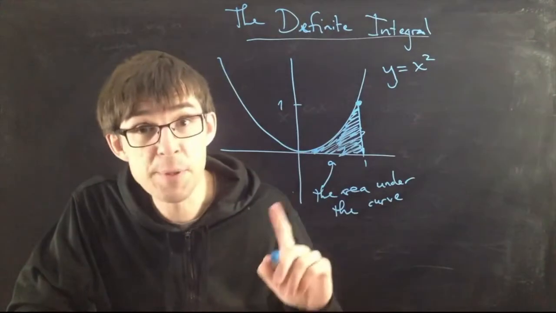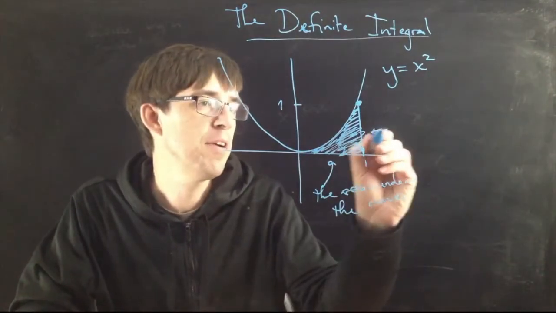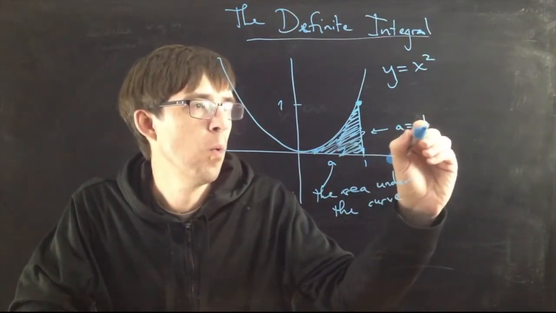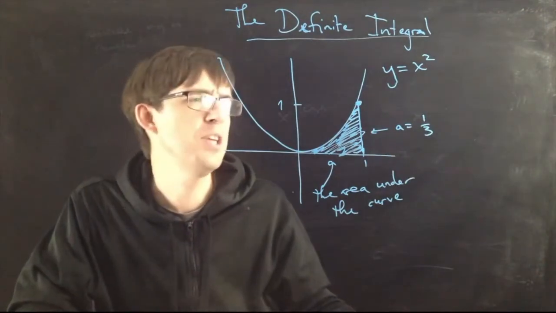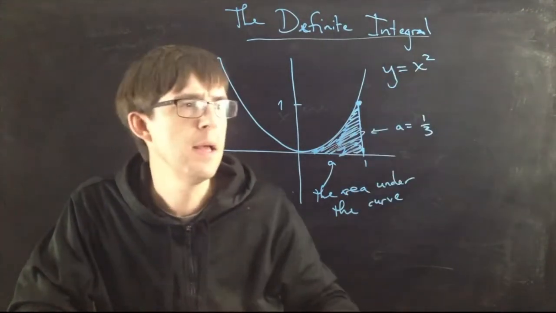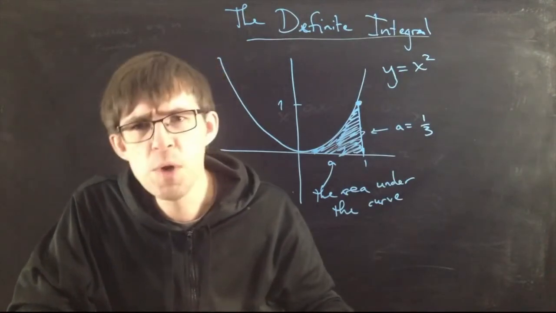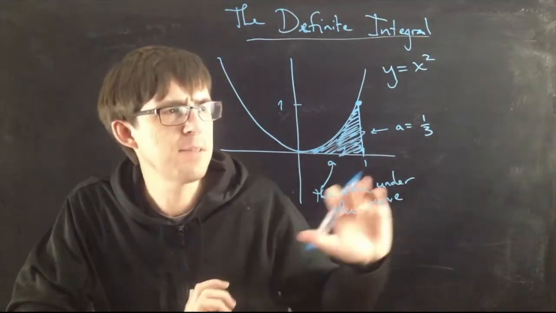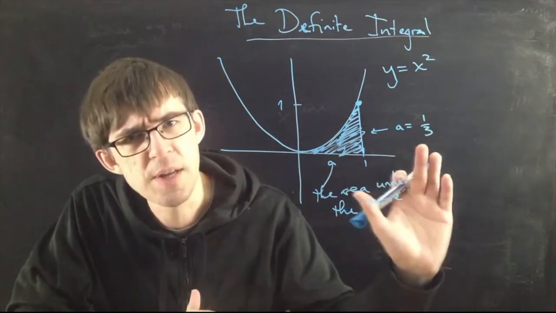It turns out, I happen to know the answer here. This area is 1/3. Very strange, but true fact. The area under this parabola, y equals x squared, is 1/3. I don't know what you were expecting it to be, but if you ask me, I wasn't really expecting it to be such a nice number like that.